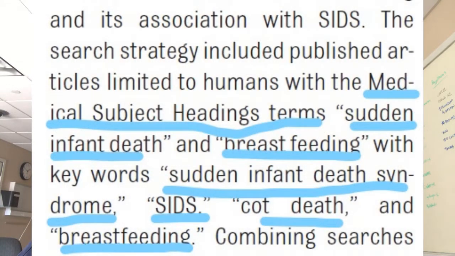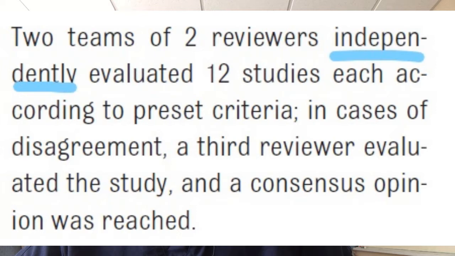And let's just step back and see how they collected these articles from the Medline database. So you want studies to be reproducible, and they're trying to be as transparent as possible. So they told us what they searched for: sudden infant death, breastfeeding, SIDS, cot death, breastfeeding. And then you had reviewers independently evaluate the studies. And this is important because you might be biased. You might want to get published, and you might say, hey, this study is favorable, so I'm going to include this one, but not that one, which doesn't have the result I want.